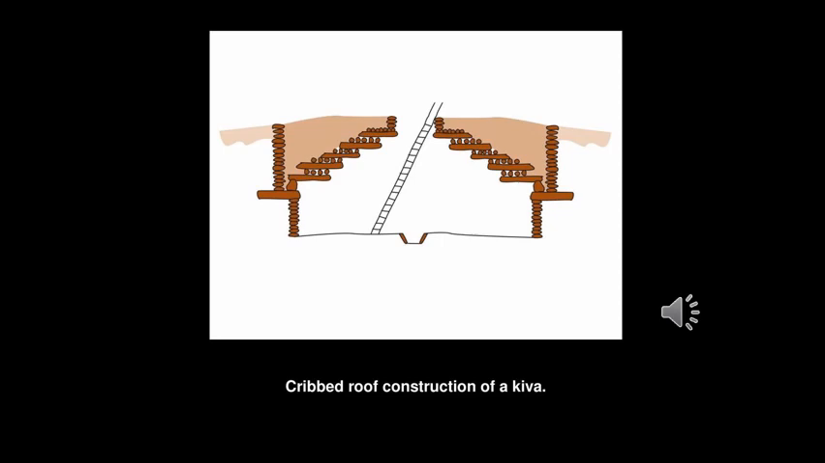Here is a diagram of what the kiva floor and the sipapu would have looked like. So they could have climbed down into the earth, and that's where their celebrations would have taken place. So it's kind of interesting. The picture before is where they lived above the opening, and then going down below would have been where the kiva would have been.